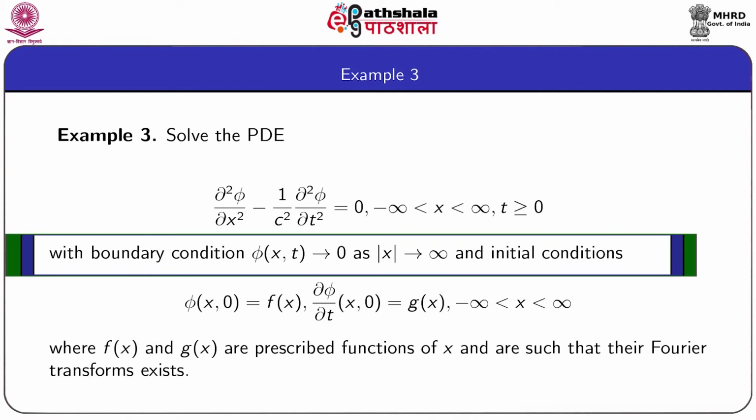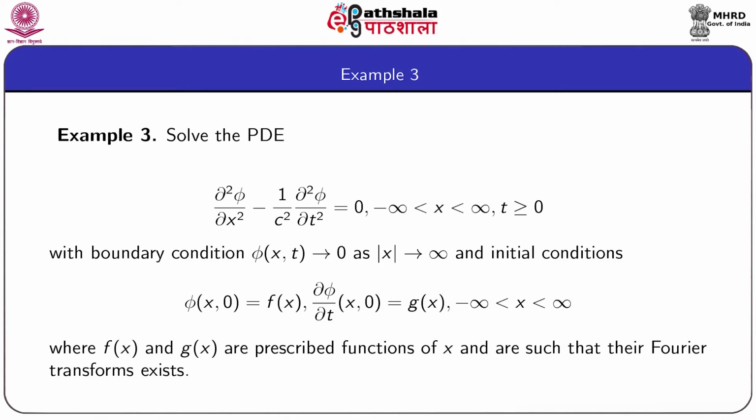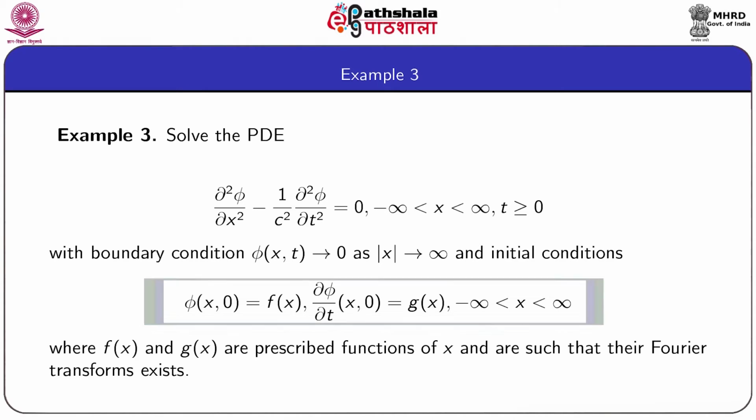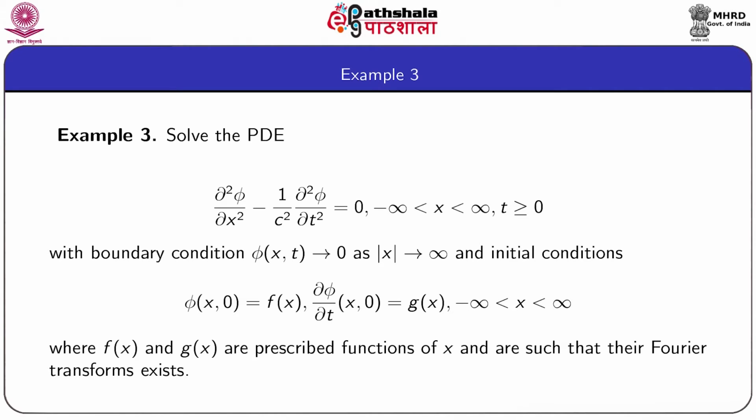With the boundary condition phi(x,t) tends to 0 as |x| tends to infinity, and the initial conditions phi at t equal to 0 is f(x) and del phi del t at t equal to 0 is g(x). Here x ranges from minus infinity to plus infinity, and f(x) and g(x) are prescribed functions of x and are such that their Fourier transform exists.